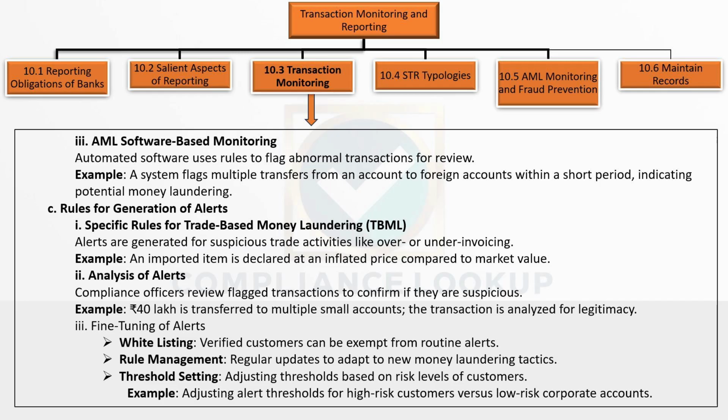Third, fine tuning of alert generation to reduce false positives and improve the efficiency of monitoring. Systems are fine tuned regularly. 1. Whitelisting. Certain accounts or customers that have been verified as legitimate can be whitelisted, meaning their transactions will no longer trigger alerts unless new suspicious activity occurs. Example, a long-term customer with a clean history is whitelisted after an extensive review of their activities.